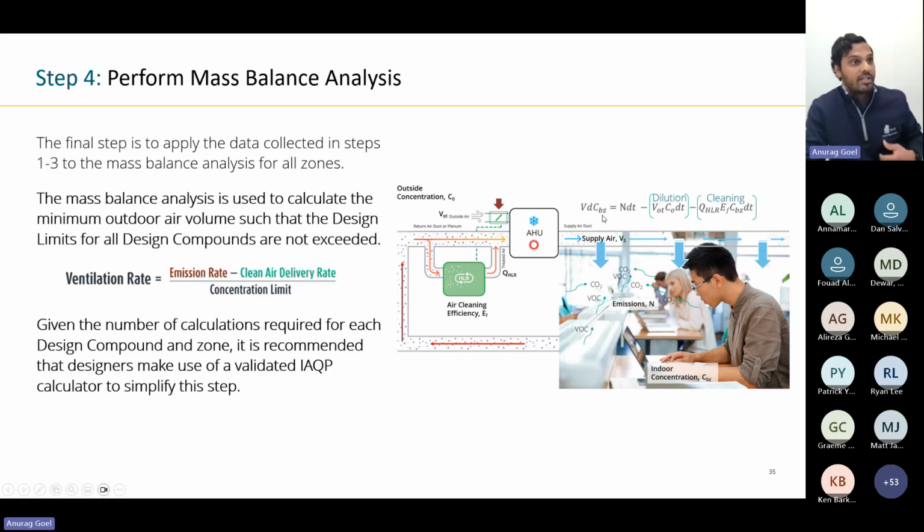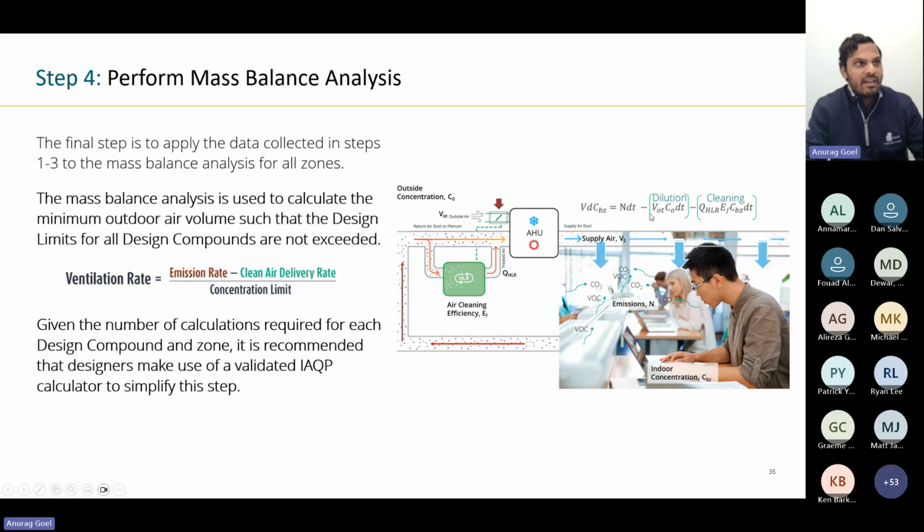So if we talk about carbon dioxide, for example, maybe you're including carbon dioxide as one of your contaminants that you're designing for, and the limit for that is, let's say, 1100 ppm. That's CBZ. The total load of carbon dioxide, N, is a function of the number of people in the space that are emitting carbon dioxide times the emission rate per person. So if we know the number of people, we can calculate the total load of CO2.